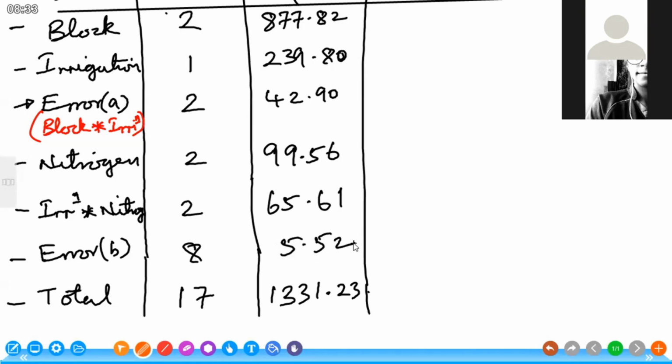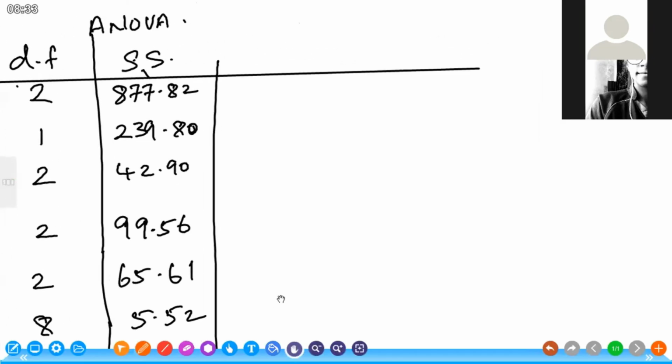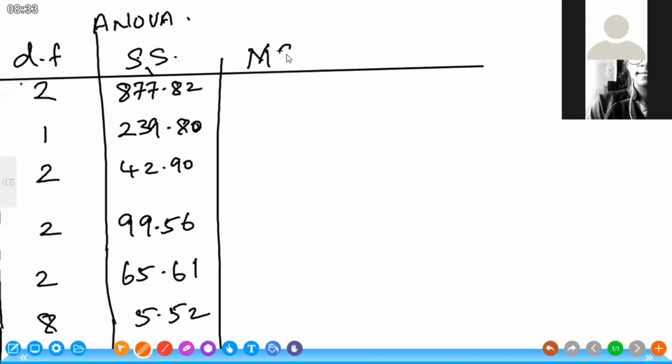We will continue. Now we can calculate the mean squares. Block mean square is not necessary. We calculate the mean square for irrigation, the mean square for error A, the mean square for nitrogen, the mean square for interaction between irrigation and nitrogen, and the mean square for error B. Can you calculate the mean squares and tell me the values? If you want, you can calculate the block mean square, but not necessary.